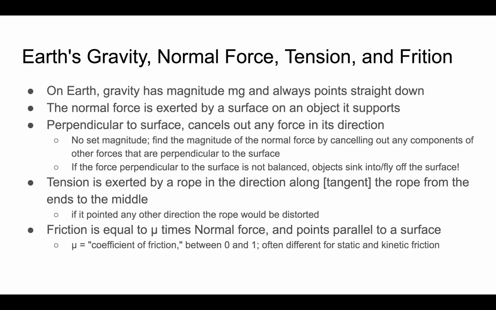Now, mu is the coefficient of friction. It's between 0 and 1. 0 would be for a very slippery surface, think the smoothest ice. And 1 would be for the most frictiony surface. So it can be different for static and kinetic friction. Static friction is like, let's say I'm sitting on the hill, but I'm not sliding down, that's static. And if I'm sliding down, it's kinetic. And usually static friction has a higher coefficient than kinetic friction.